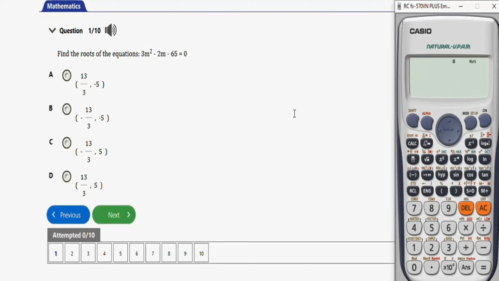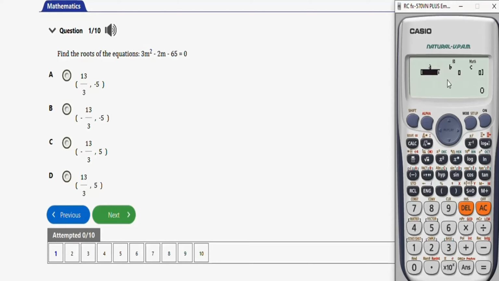A quadratic equation is an equation in which the highest power or exponent is 2, like we can see here. To get the quadratic equation solved, I press the mode button and go to option 5 for equation. When you get here, option 3 is for quadratic equation. So you press 3, and it will bring you here.